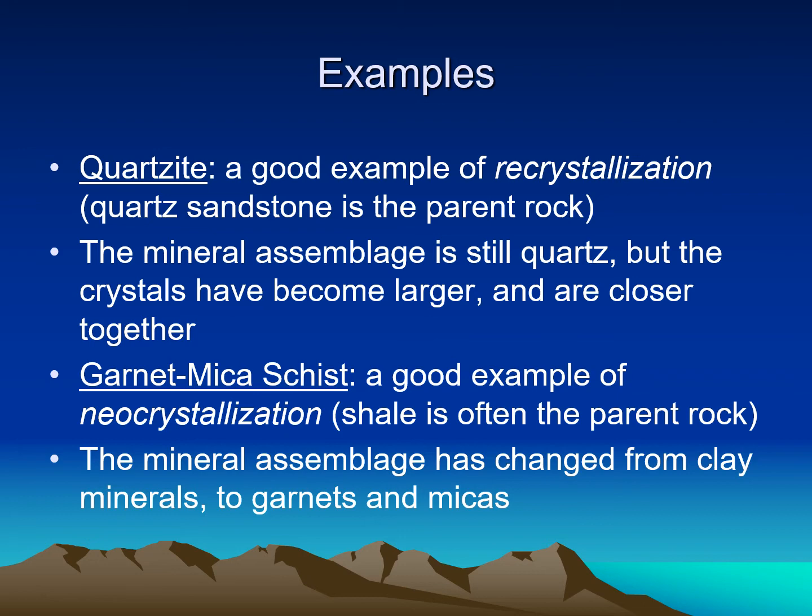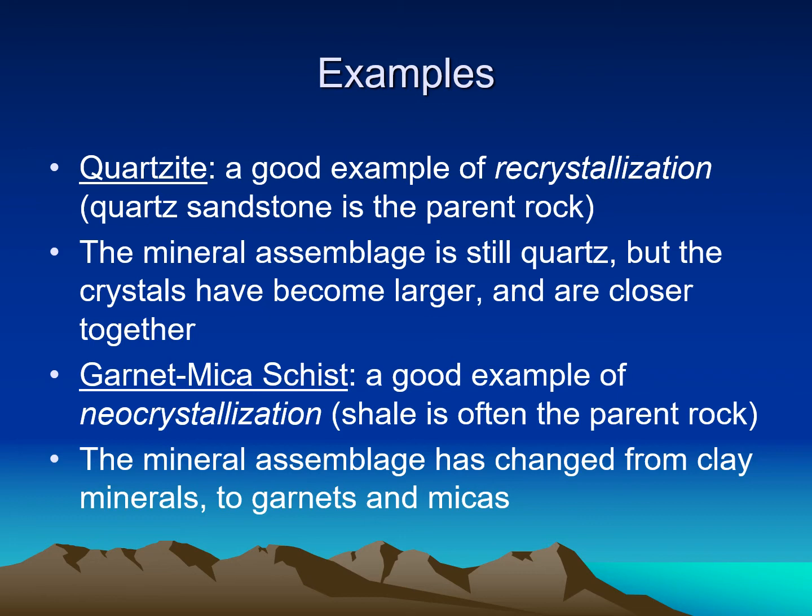Another example that may or may not be written down in the PowerPoint is limestone changing into marble. So limestone, you're beginning with calcite. And then with marble, you basically just have recrystallized calcite. So the marble is made of calcite just as the limestone is. But the marble, you are going to lose porosity and permeability.